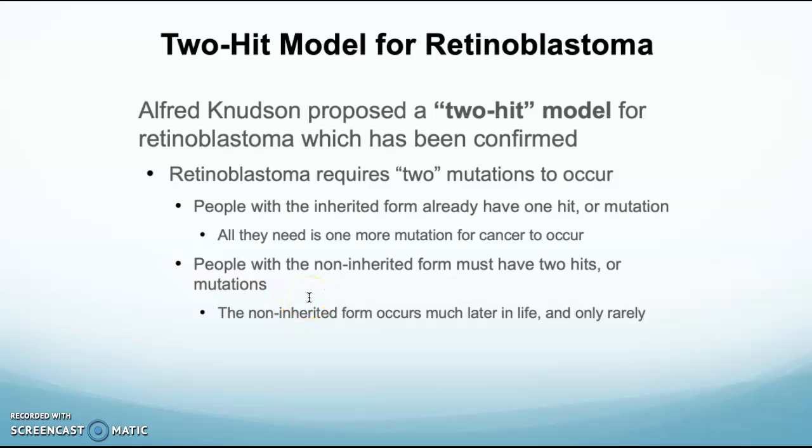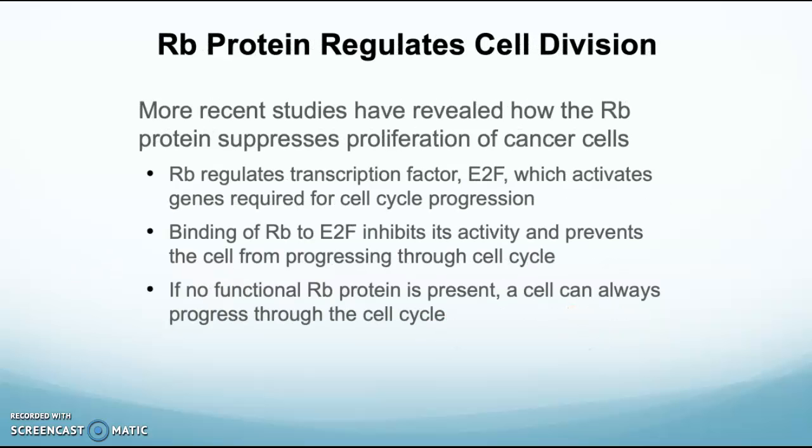Now, people with the non-inherited form must have two hits. They have to have two things go wrong because they didn't inherit that mutation in the gene. And so this one occurs much later in life. Generally, we think of this as an accumulation of mutations over time, and this only happens rarely. So what does this mean?